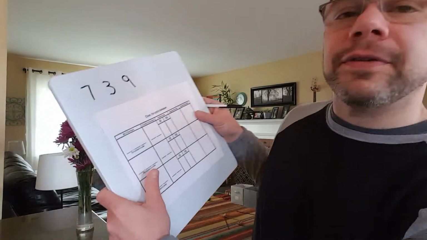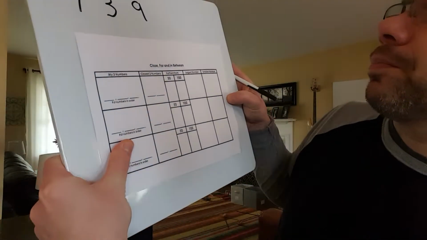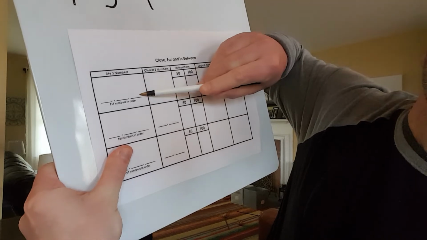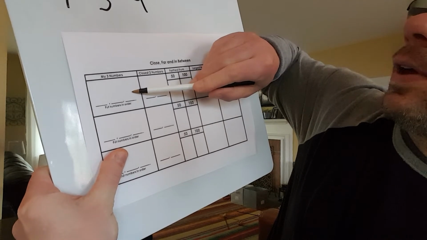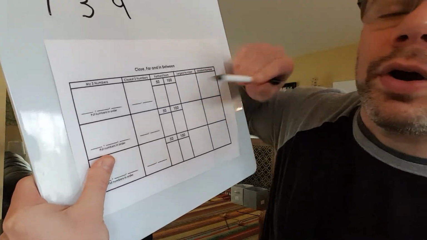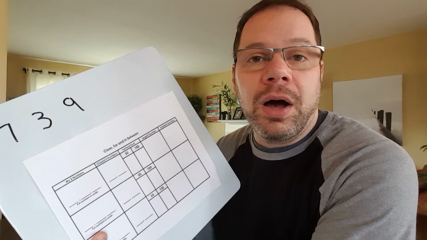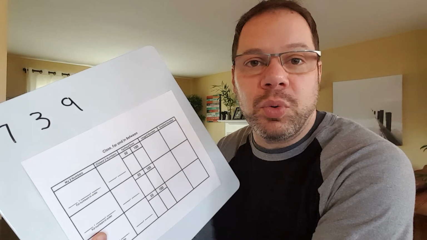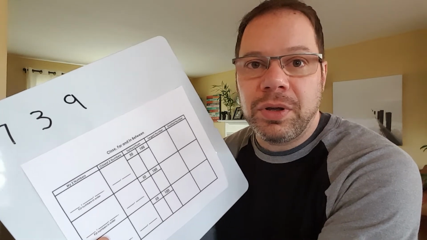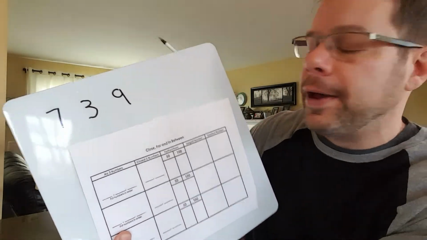You can have a sheet that looks like this, okay? Close, far, and in between. And you see right here on this first upper left thing, the first three numbers I gave you, you're going to put them in order. So you're also going to have a 99 chart in front of you. Most of you should feel really comfortable with working with 99 charts, but you should feel comfortable too with knowing which order these numbers go in.